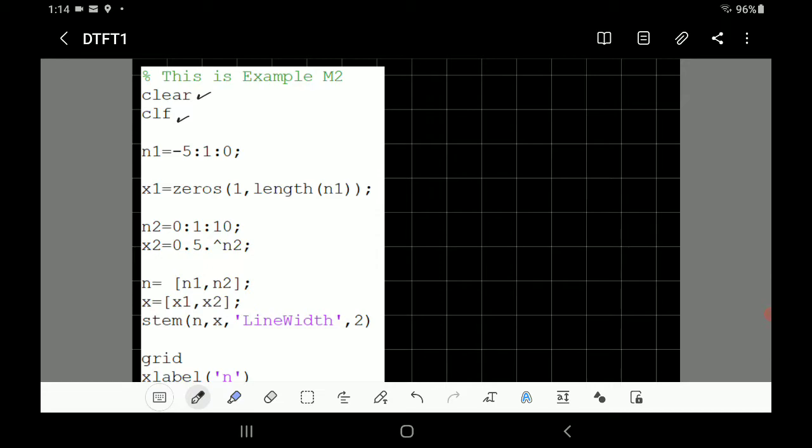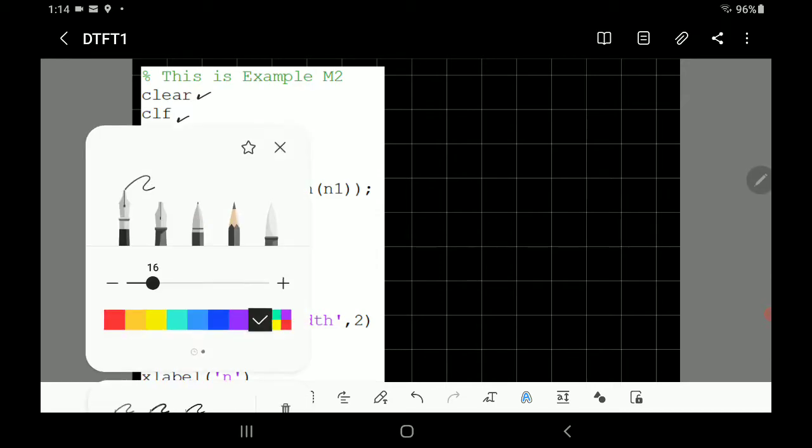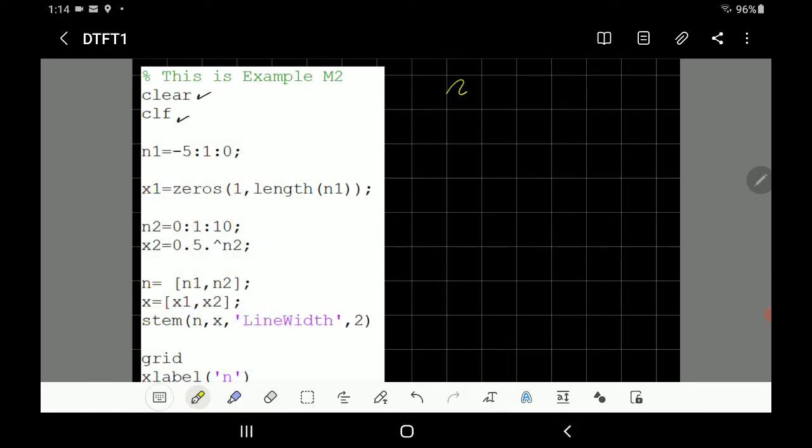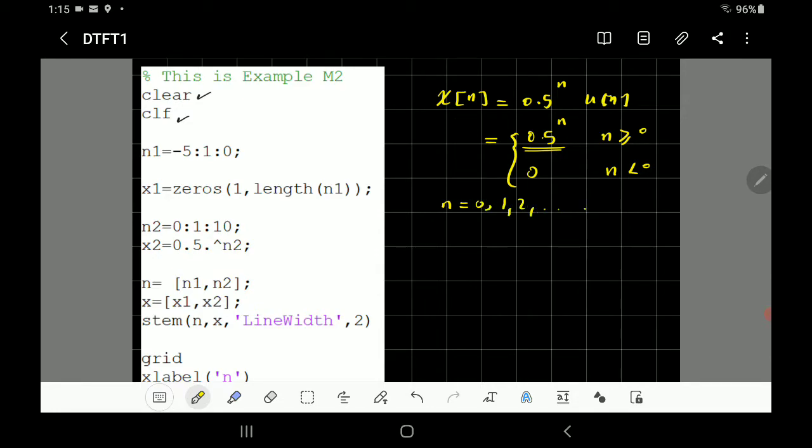Now, remember that we want to sketch the discrete signal x of n equals 0.5 to the power n times u of n. It equals 0.5 to the power n when n is greater than or equal to 0, and 0 when n is less than 0. And n takes integer values, so 0.5 to the power n is defined at n equals 0, 1, 2, and so on. To sketch this function, we're not going to sketch until infinity, so we pick a reasonable period.